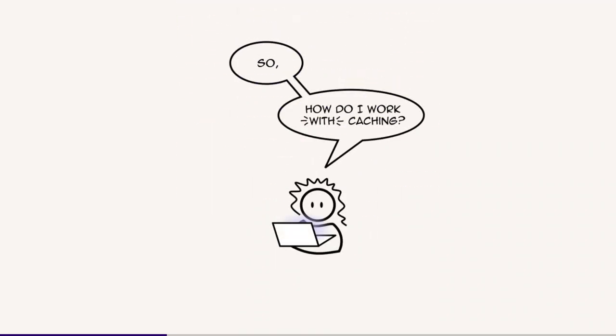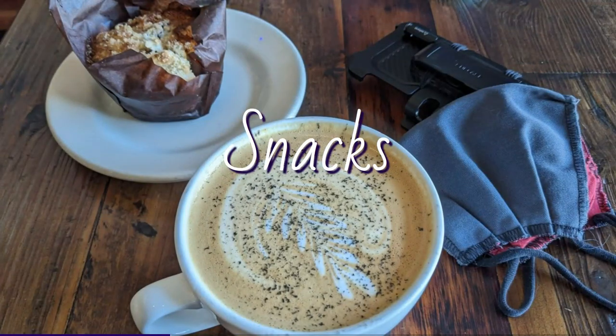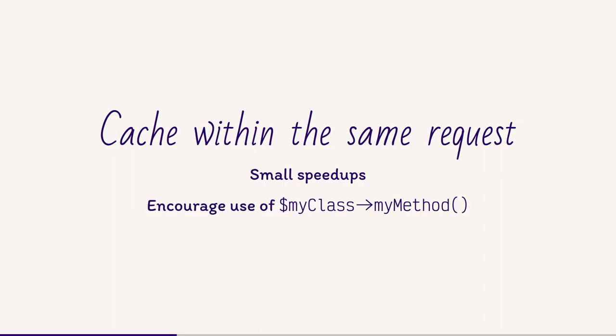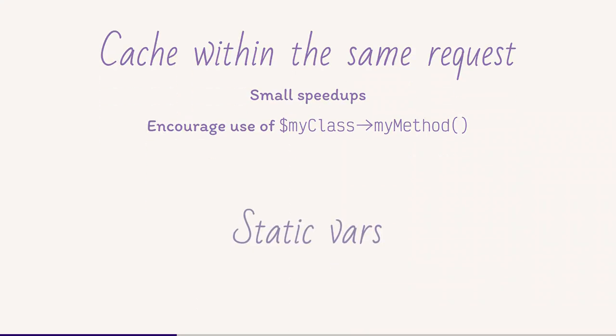So how do we work with caching? We're going to start with the smallest bit, some tiny morsels of caching. So we want to do some caching within one request, and this is something that we can do as module developers. This gives us some very small speed-ups, but also, more importantly, it encourages use of object-oriented methods rather than storing variables all over the place. That way you actually don't need to worry about storing those or the performance implications thereof.